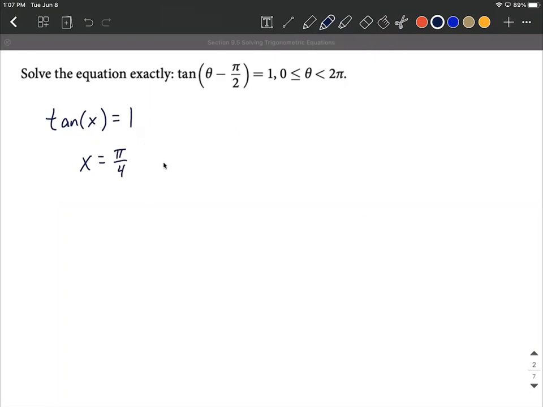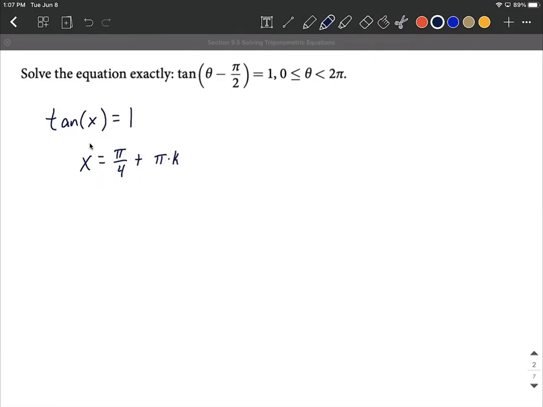And typically, to show all of our solutions, if it wasn't restricted between 0 and 2 pi at the end here, what we would do is add to it the period of tangent, which is just pi, multiplied by k, where k is some integer. So like 0, 1, 2, 3, or negative values could also be plugged in here as well. So that's the thought process going on here.